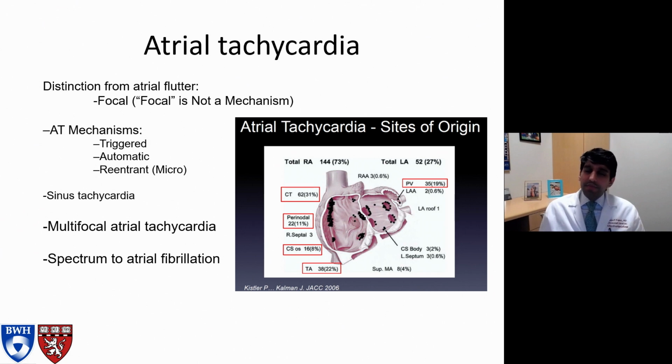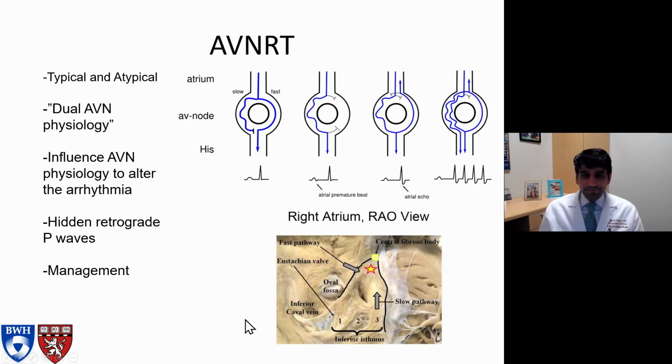And as you can imagine, some of these patients actually are pre-atrial fibrillation. If you look at here, where are the sites of origin for atrial tachycardia, a lot of them are in the pulmonary veins, which for many people can ultimately lead to atrial fibrillation.